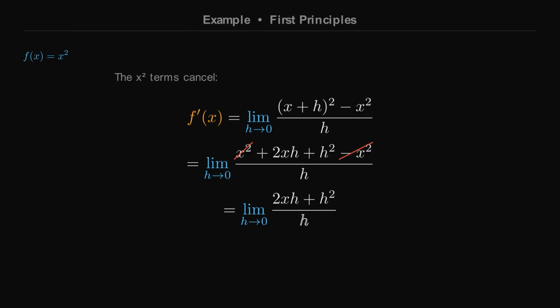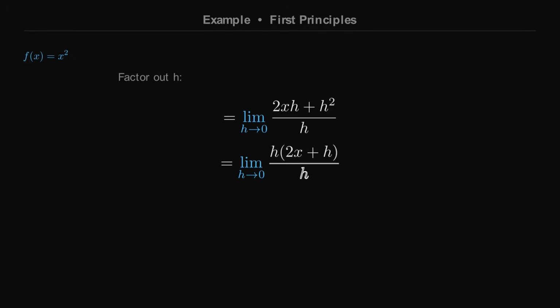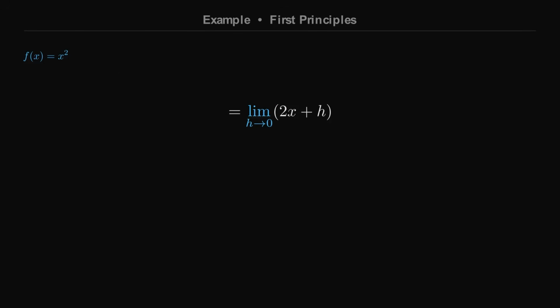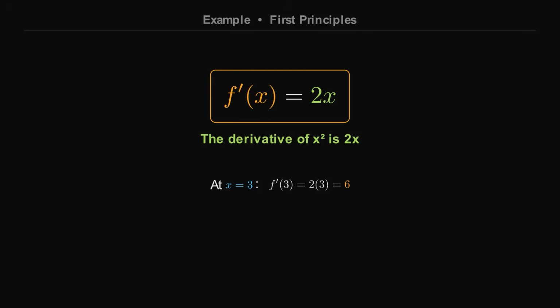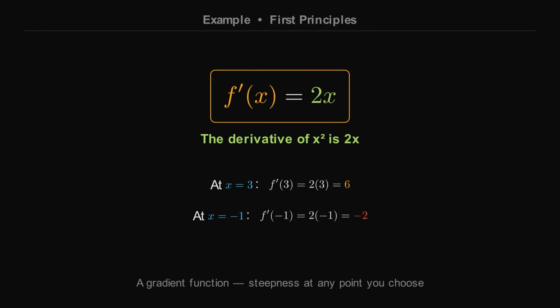Okay, now from here we can factor out h, which means that we get the limit as h approaches 0 of 2x plus h. And finally, as h approaches 0, we can say that f dash of x is going to equal 2x. So as a result, the derivative of x squared is 2x. Now at x equals 3, the gradient is 6. At x equals negative 1, the gradient is, well, negative 2.